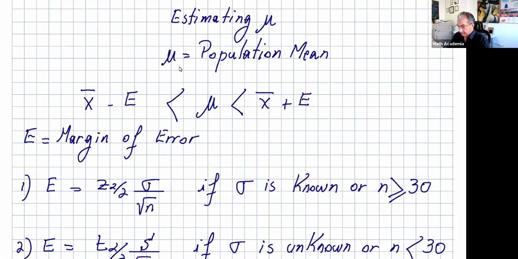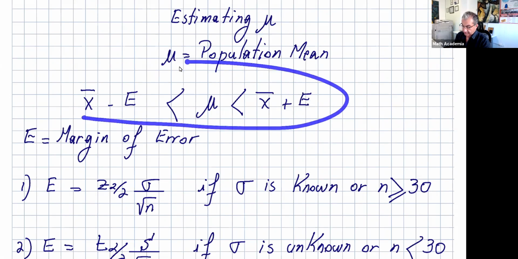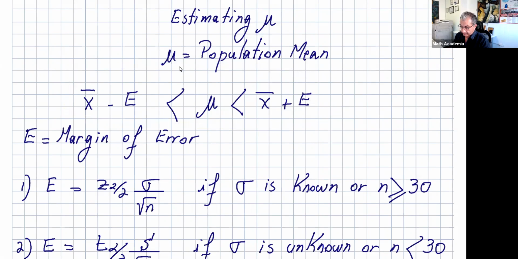Okay, in this video, we're going to talk about estimating mu. And we all know by now mu is the population mean. Again, to write the confidence interval, we write x bar minus E < mu < x bar plus E. Or we can say mu is a number between x bar minus E and x bar plus E. Like in the last videos, I said E is the margin of error and x bar is the sample mean, which is the point estimate for mu.